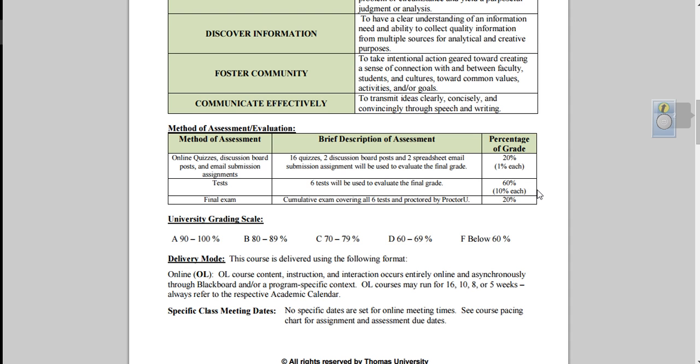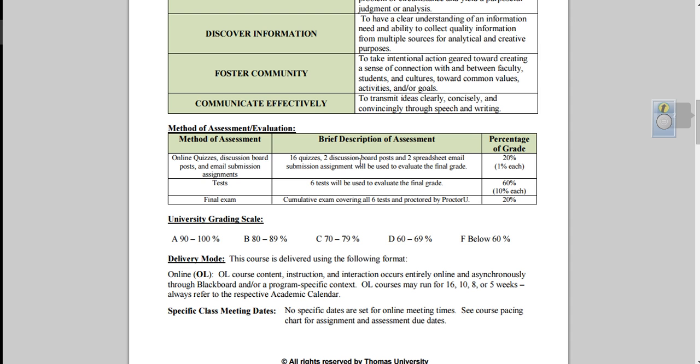So let's look at these numbers right here. 16 quizzes, 2 and 2, for a total of 20. 20 total assignments adds up to 20% also. That means 1% each. That means that if you make an F on a quiz, it's only affecting 1% of your overall grade. So there's no need to go into panic mode.